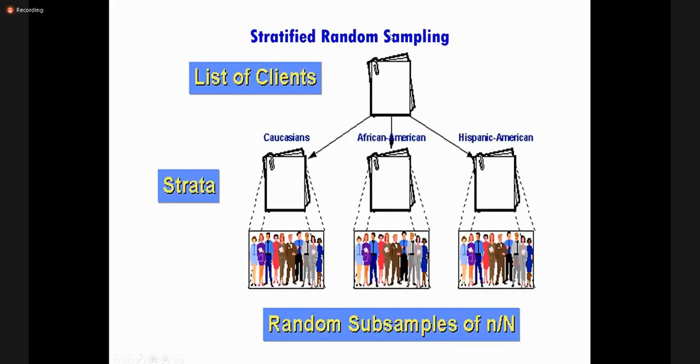Suppose you have a sample of 300 and you have Caucasians, African Americans, and Hispanic Americans in your community. So you make 3 groups out of that, and then you have a sample of 300. So you can take 100, 100, 100 from all 3. So you have a random subsample of the population. This is the strat.